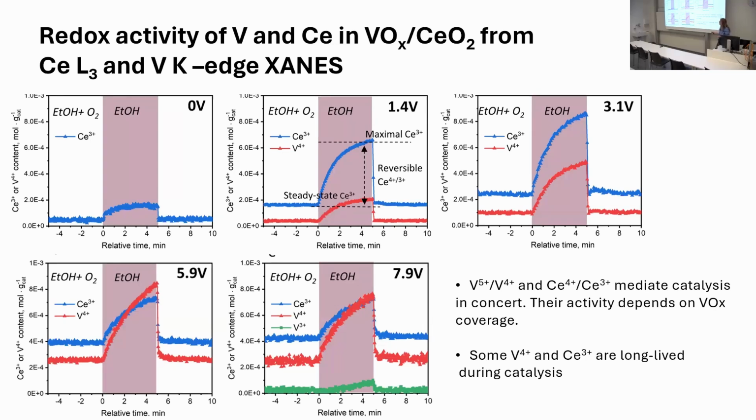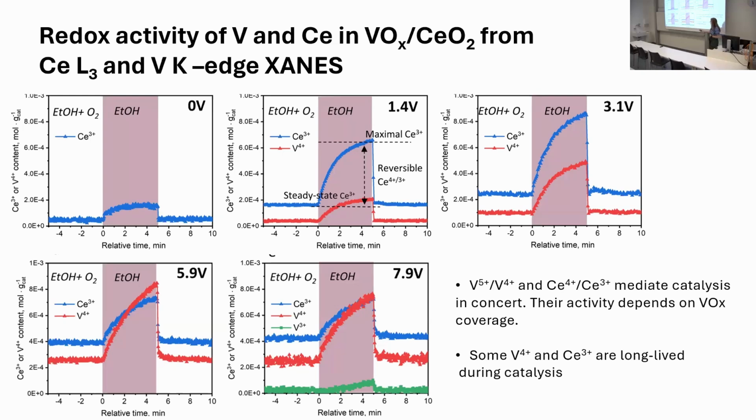First of all, for the catalyst containing no vanadium, ceria was redox active, but just a little bit. Once we increased a little bit the concentration of vanadium, it promoted the redox activity of cerium a lot, while the redox activity of vanadium also appeared. Further increasing the concentration of vanadium increased again the redox activity of cerium, but also the redox activity of vanadium was increasing, and this was the catalyst with the best performance.